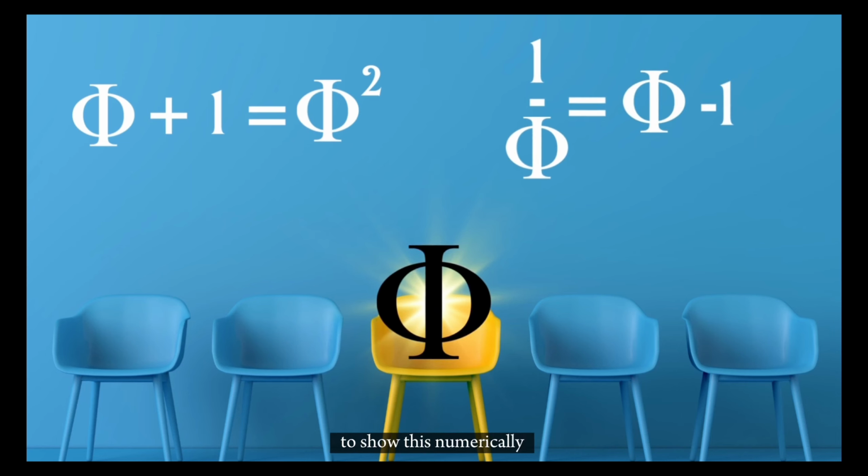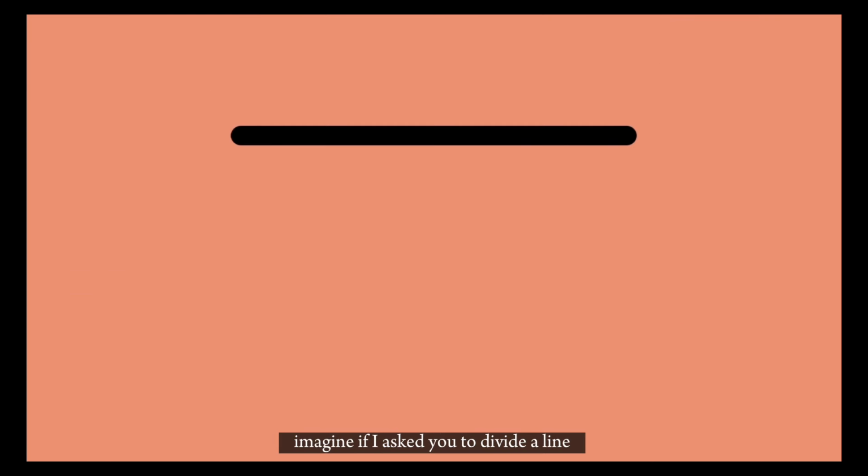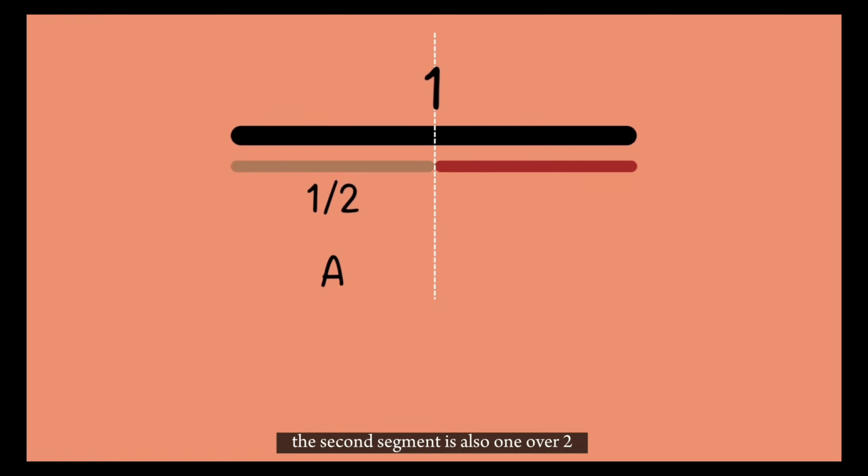To show this numerically, imagine if I asked you to divide a line, you could do so in many places. If you cut it in half, you could read this. The whole line is 1. The first segment is 1 over 2, let's call it A. The second segment is also 1 over 2, let's call it B.